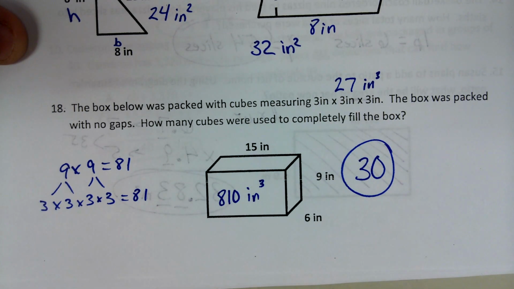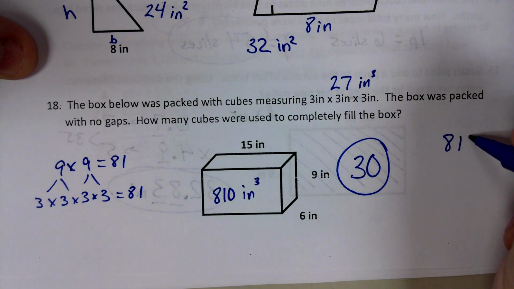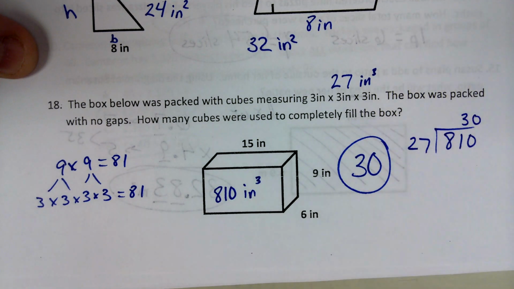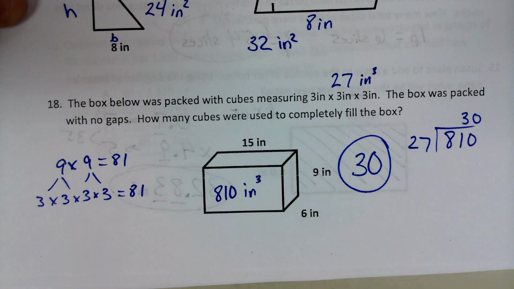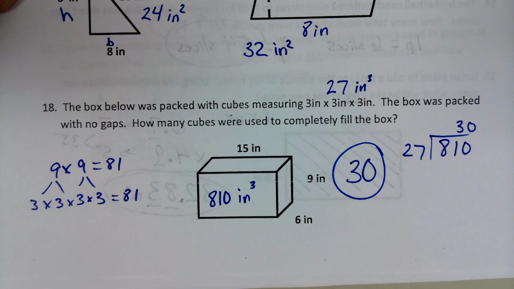You also could have just divided it out. If you did your 810 divided by 27, you should have gotten 30. You get the same answer. You just look for those little shortcuts that can save you a few moments. That extra time can be used on later problems.